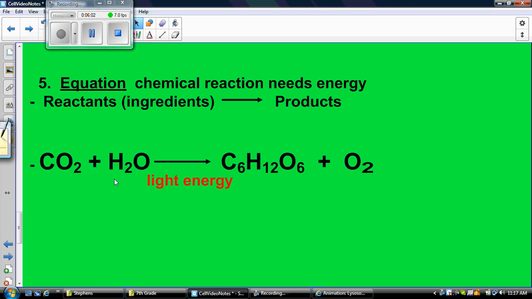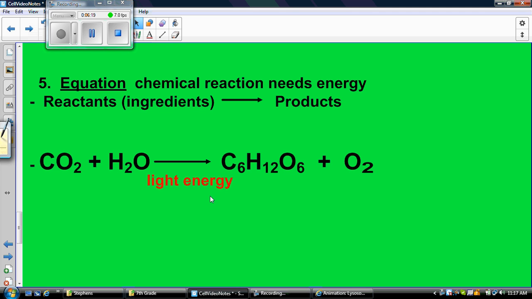Any living thing does. Now, once a plant has those reactants, carbon dioxide and water, it's not going to just automatically photosynthesize. Again, remember, a chemical reaction needs energy. So it has to have light energy.